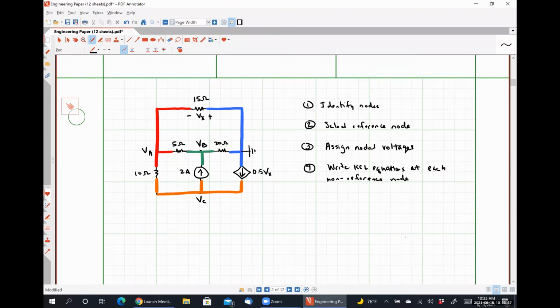So let's start with node A. I'm going to indicate what the currents that I'm looking for are. So let's use this color. There's going to be a current that's flowing up, a current that's flowing to the right, and a current that's flowing down. So somebody tell me how I'm going to express the current flowing up through the 15 ohm resistor in terms of my nodal voltages.